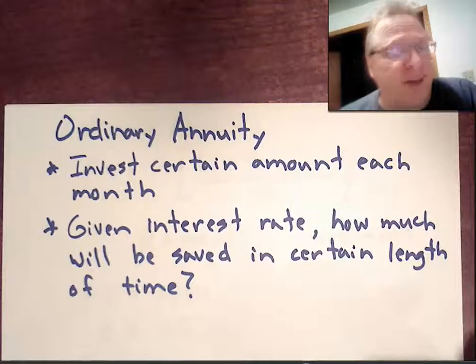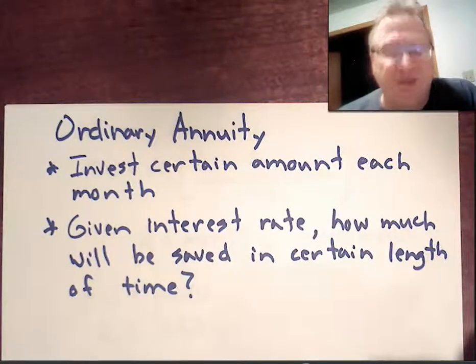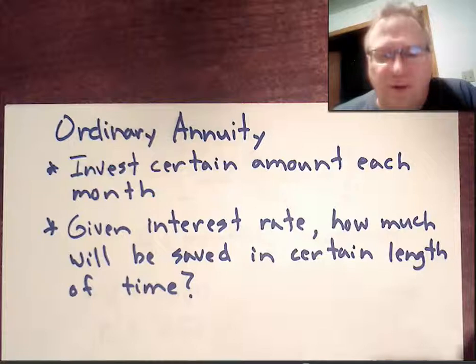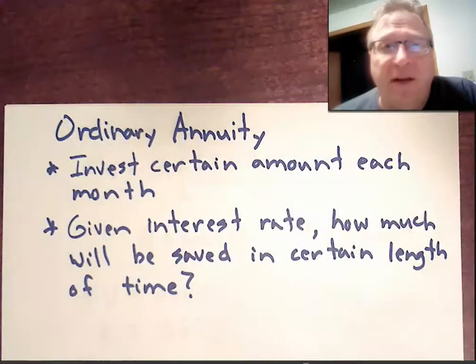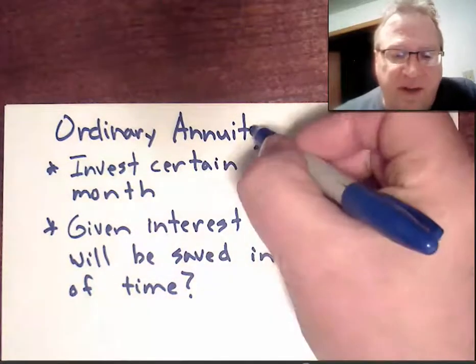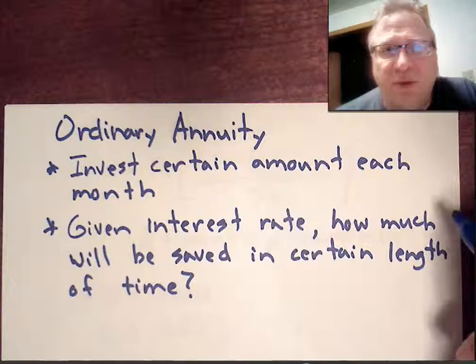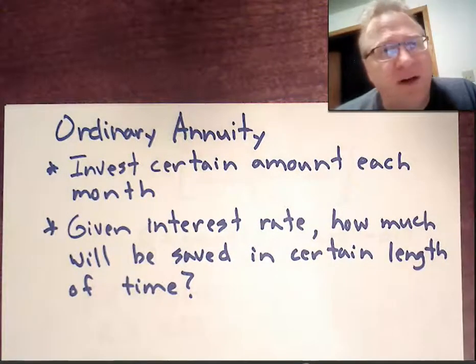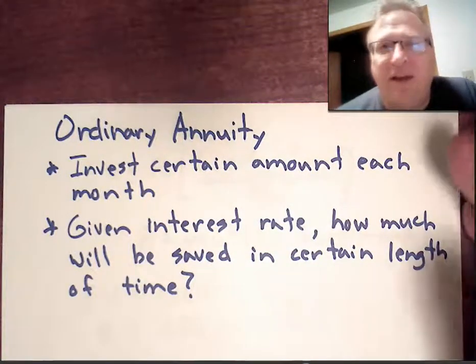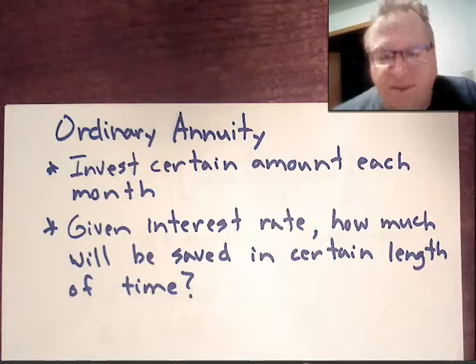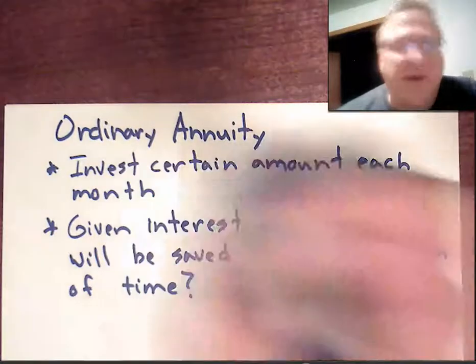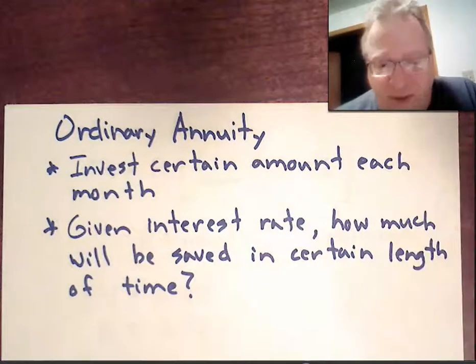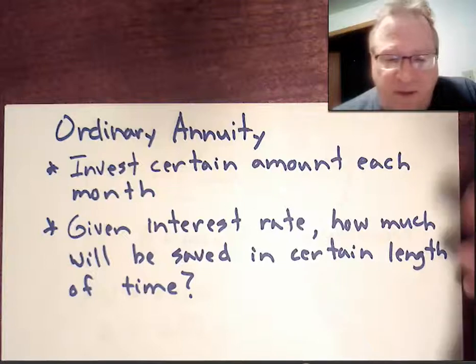An ordinary annuity is a device that we use. We invest money, we do it monthly, and we have an equation, the ordinary annuity equation, which will tell us if we are investing at a certain rate and a certain amount each month, how much we'll have at the end of a certain length period. It's a little bit complicated. Things are compounding. Typically, how would we use this?